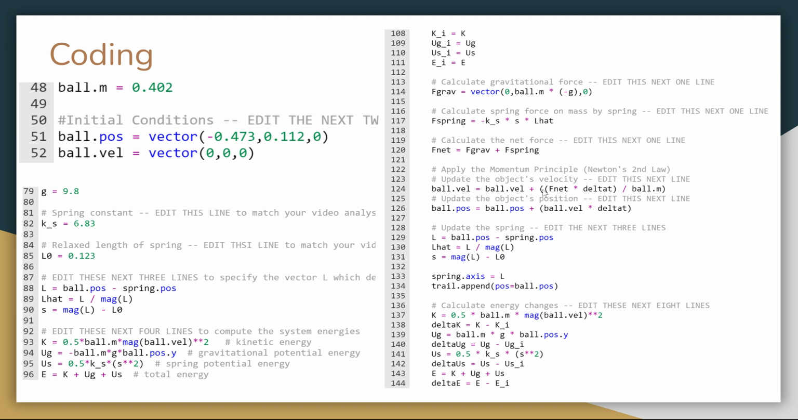And using the velocity update formula and the position update formula, I updated the object's velocity and the object's position. And I updated the spring by calculating the L, L hat, and s, once again using the same formulas that I used previously. And using the kinetic energy formula, the gravitational potential energy formula, and spring potential energy formula, I calculated the new K, UG, US, and E, and I found the energy changes by subtracting the initial.